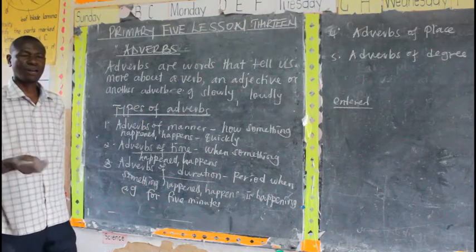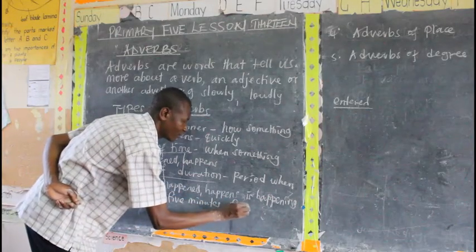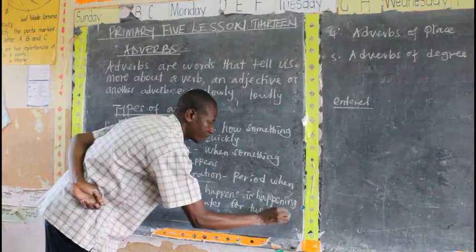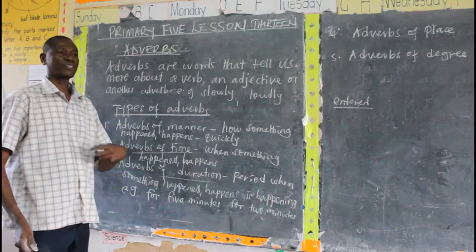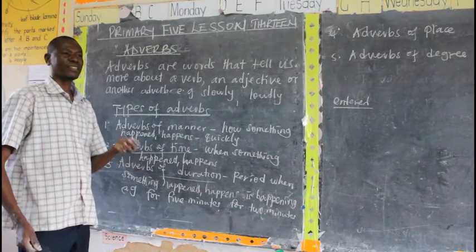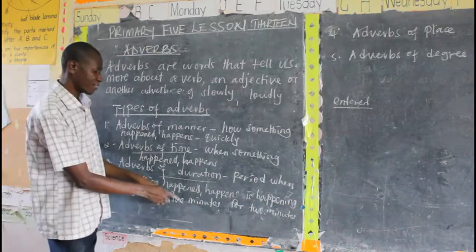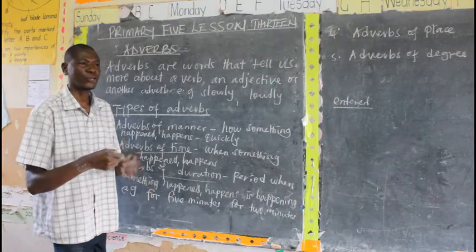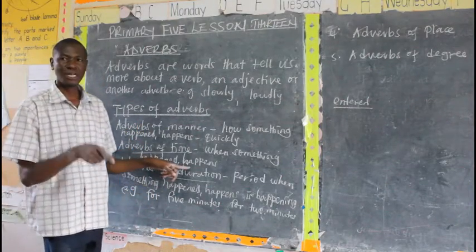For how long have you eaten? I have eaten for 2 minutes. For how long have you been living in this country? I have been living in this country for 5 years. So now 5 minutes, 2 minutes, 5 years, 2 days, those ones are now called adverbs of duration.